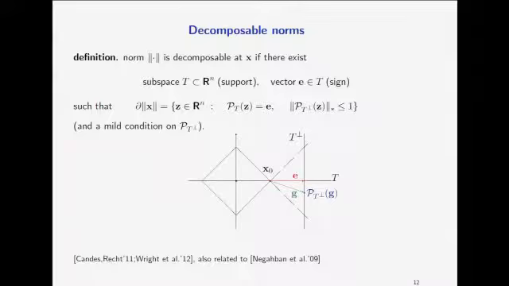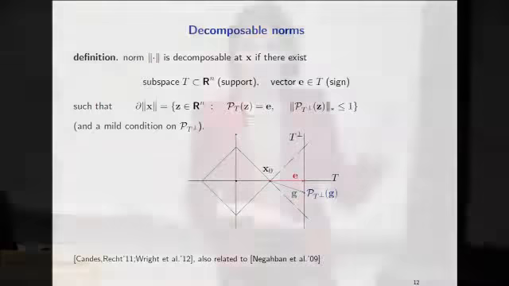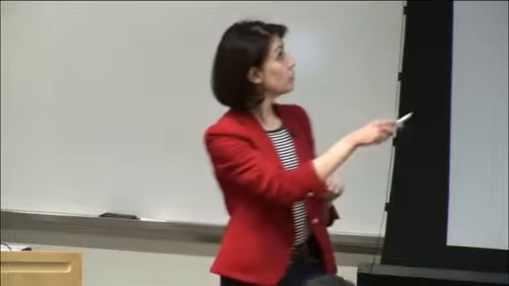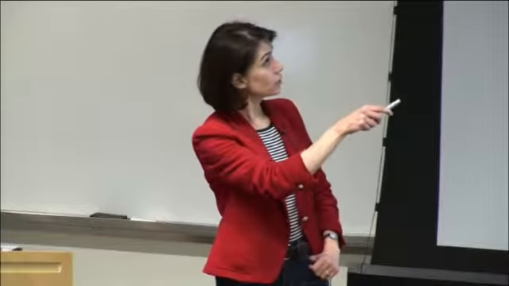I need to make one definition, and then give one lemma and one theorem. The definition is this one. We are going to look at particular types of norms. The time is very limited, so I'm going to go fast over this. We are going to look at regularizers that are norms, and these norms have a certain property called decomposable. A norm at a particular point x is decomposable if it has the following property.